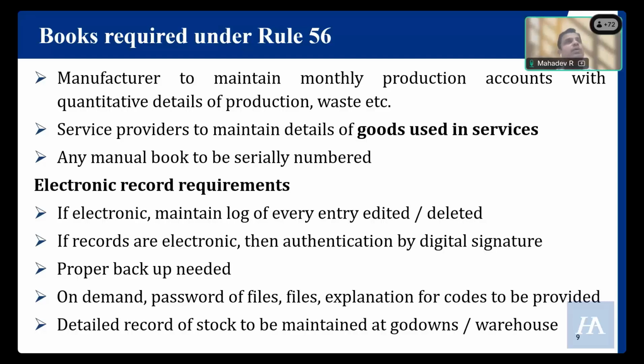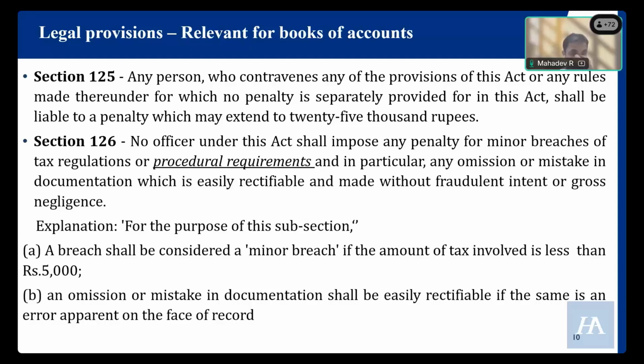Now, what will happen when any of these records or most of these records are not maintained? As I said, there can be a general penalty which can go up to 50,000 rupees. The general penalty can be levied as per Section 125. If you see, it says 25,000 rupees. This is 25,000 rupees in the CGST law and another 25,000 in the SGST law. So the total can be up to 50,000.